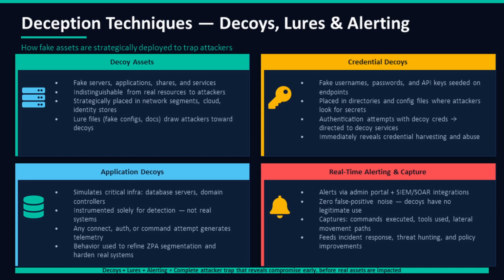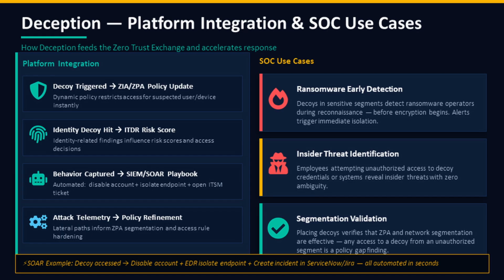And beyond just alerting, deception captures behavioral detail. What commands were run, what tools were used, what lateral movement paths were attempted. This is forensic quality evidence generated without any attacker awareness. Understanding deception's value in isolation is one thing, but understanding how it integrates with the rest of the Zero Trust Exchange is what makes it truly powerful.